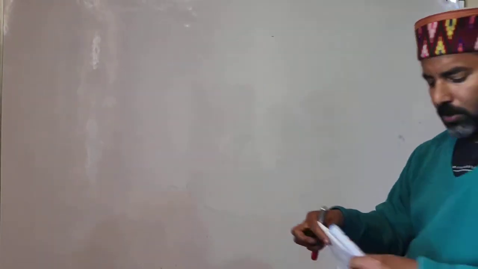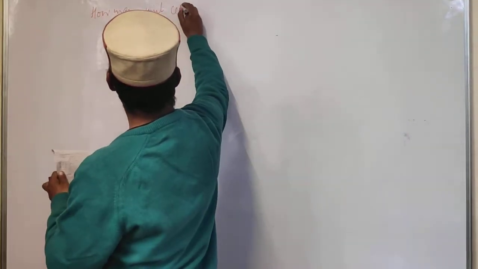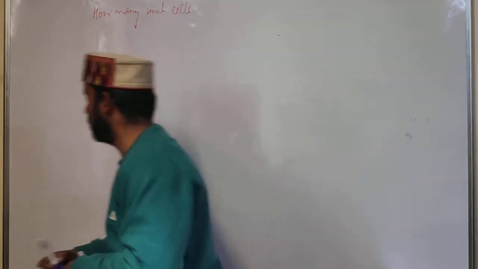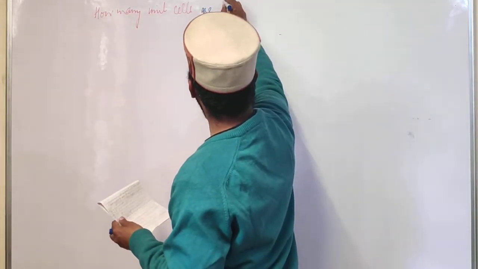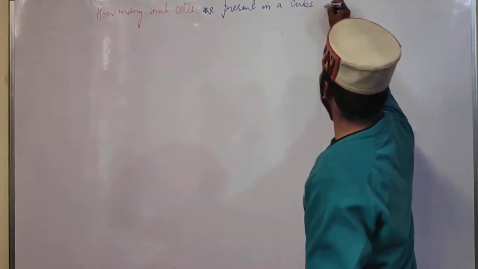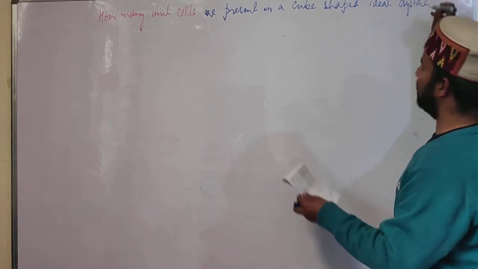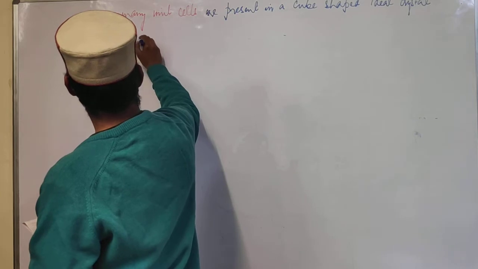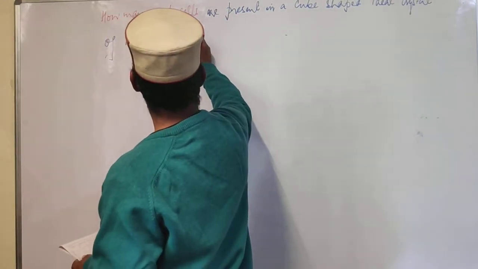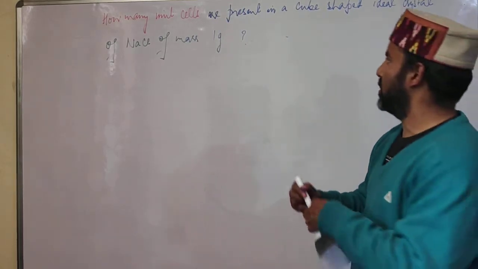Now, this question was asked in IEEE. The question is, how many unit cells are present in a cube-shaped ideal crystal of NaCl of mass 1 gram? Now student, so this is the question.